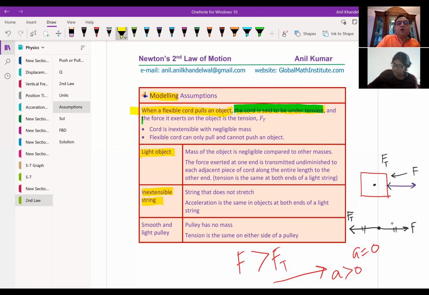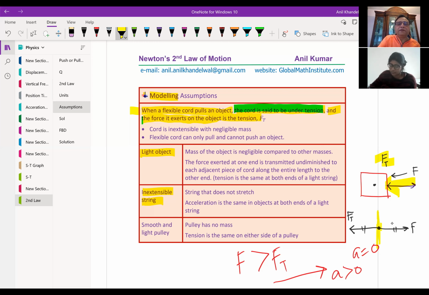Try to understand. When a flexible cord pulls an object, the cord is said to be under tension, and the force it exerts on the object is tension Ft. We'll just use this nomenclature. You can write T also. That is the force which it exerts backwards, which is F of T. In a diagram, it should be represented with all the tails at one point, and that happens to be the center of the mass. That is how you're going to draw it.